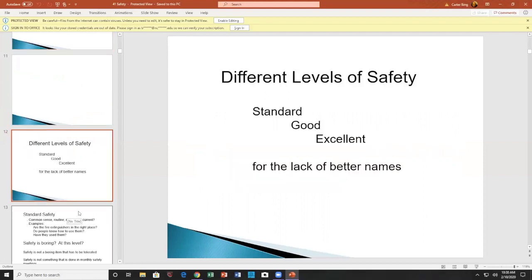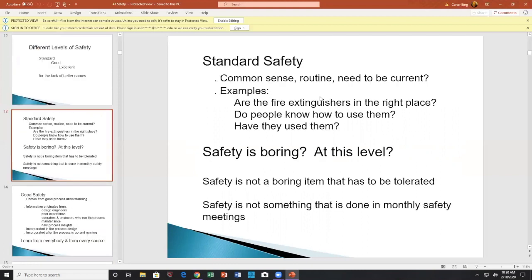Different levels of safety. For lack of a better name, it's called standard, good, and excellent. Standard safety: common sense, routine, need to be current. Are the fire extinguishers in the right place? Have they been checked? Do people know how to use them? Have they been used at all? Question: is safety boring at this level?